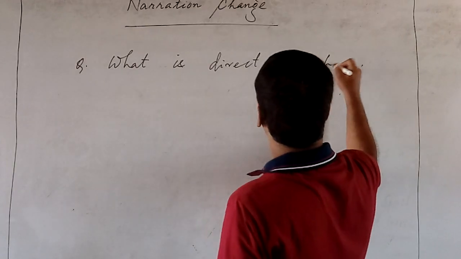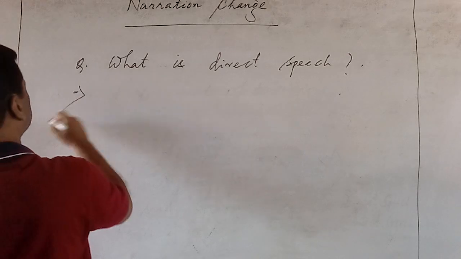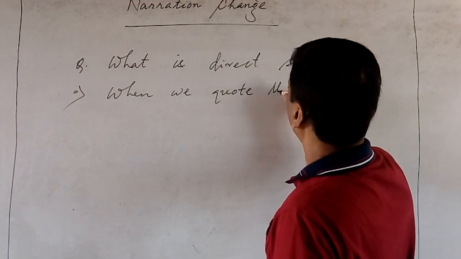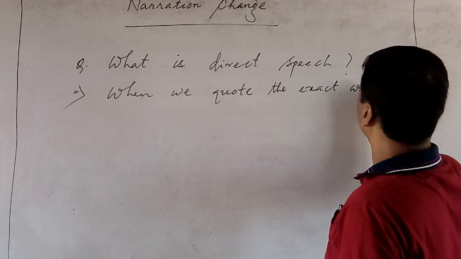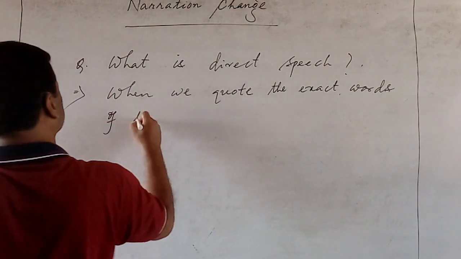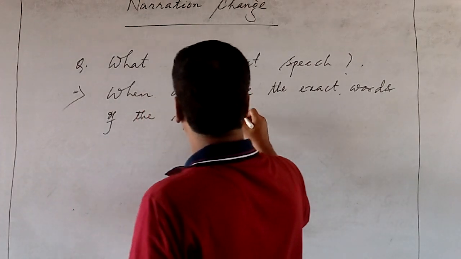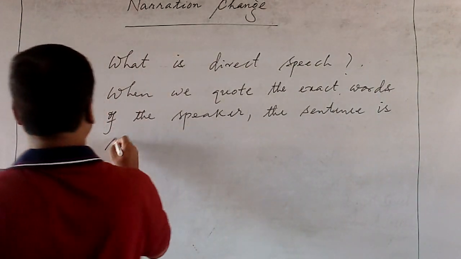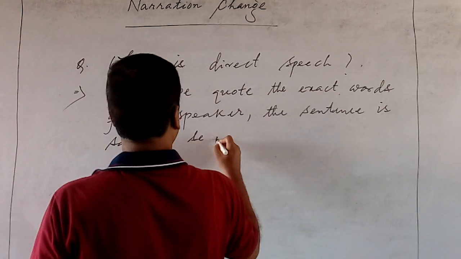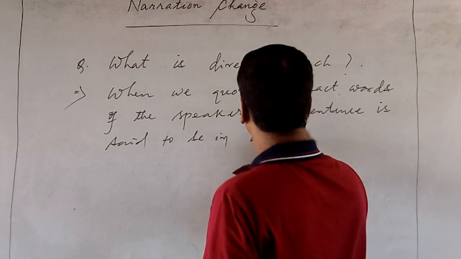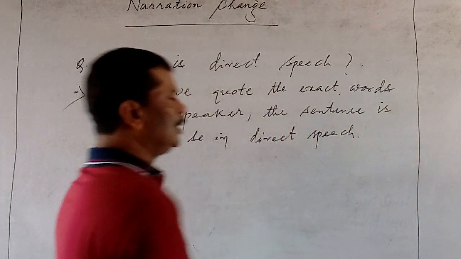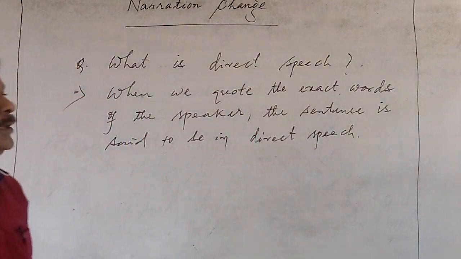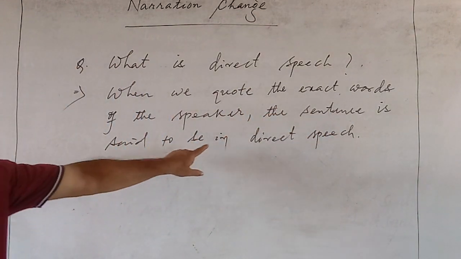What is direct speech? When we quote the exact words of the speaker, the sentence is said to be in direct speech. Clear? What is direct speech? When we quote the exact words of the speaker within inverted commas, the sentence is said to be in direct speech.